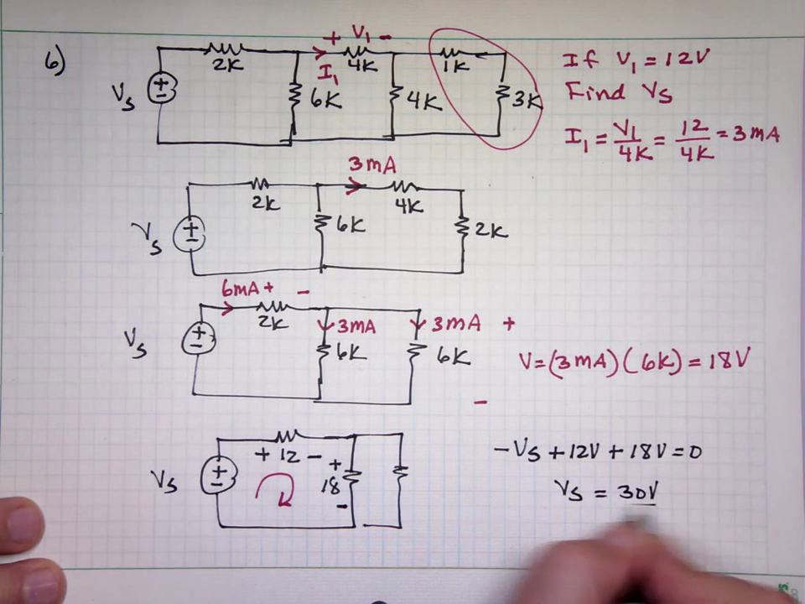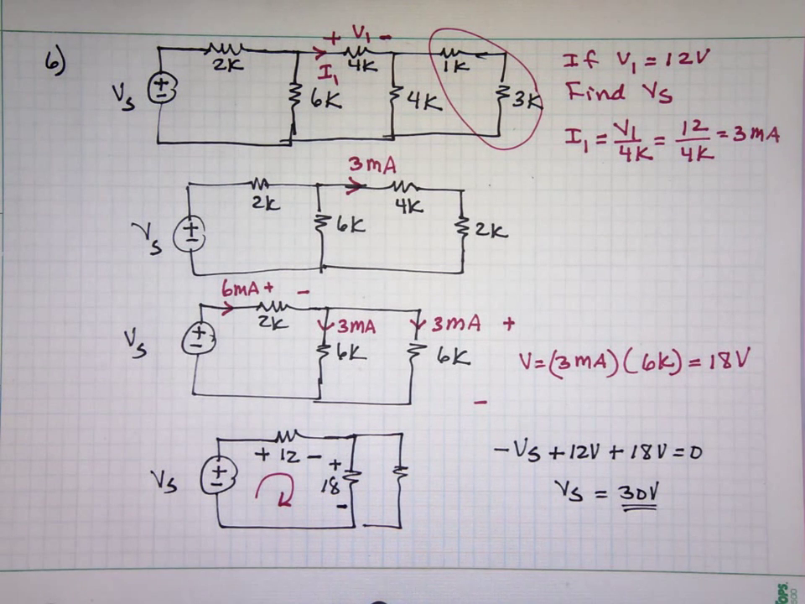How did you get the 6 milliamps again? Sum of the current entering a node equals sum of the current leaving. KCL.